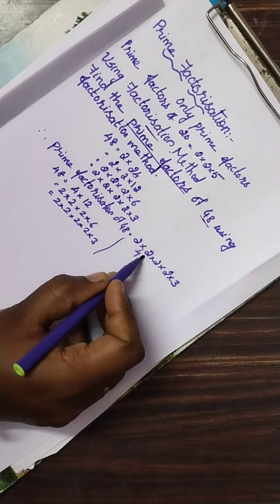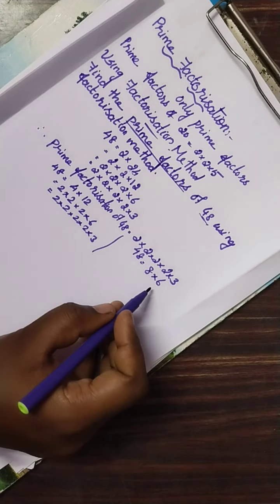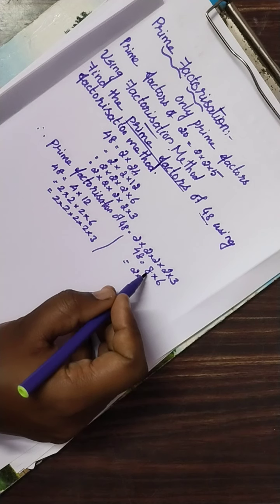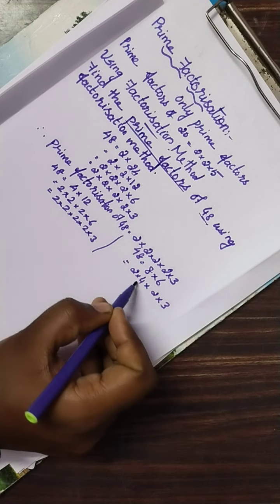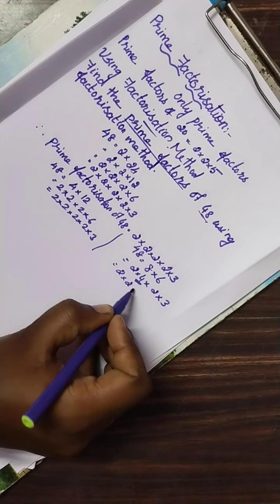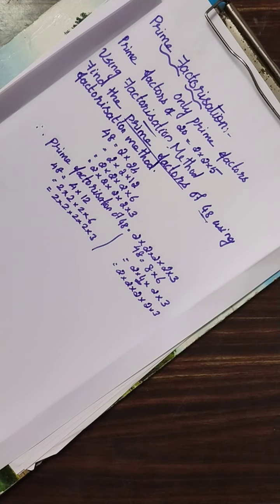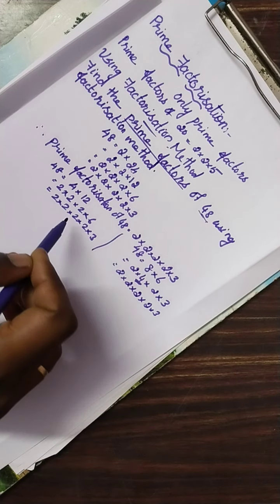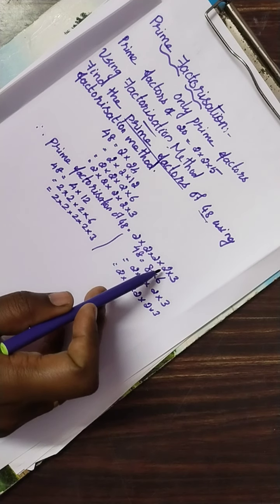Or we can write 48 as 8 into 6. Both numbers are not prime, so we split them. 8 is 2 into 4, and 6 is 2 into 3. Here 4 is not a prime number, so split it into 2 into 2. The remaining numbers are prime numbers. Any way you split the number, the final answer is the same: 2 into 2 into 2 into 2 into 3.